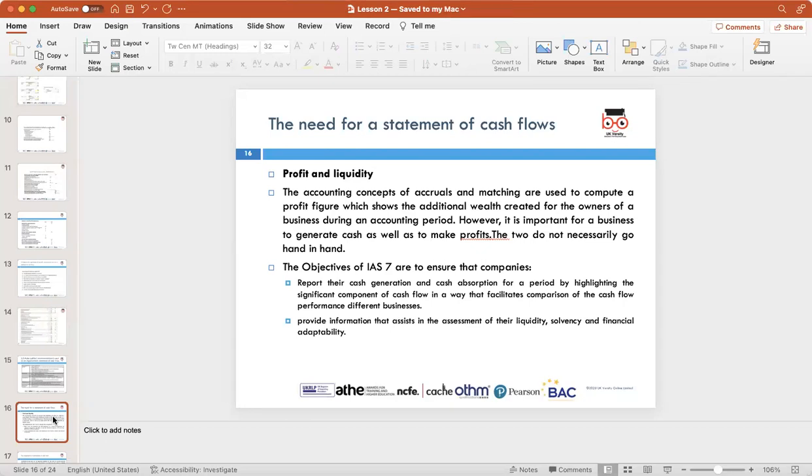So IAS 7 was created with the following goals. Number one, report cash inflows and outflows over a given time frame, drawing attention to the significant cash flows, to allow for direct company comparisons. So they must provide the relevant information to help evaluate their financial flexibility, liquidity, and solvency.